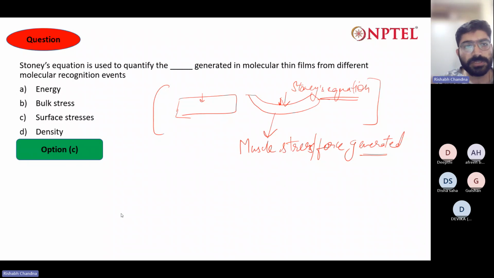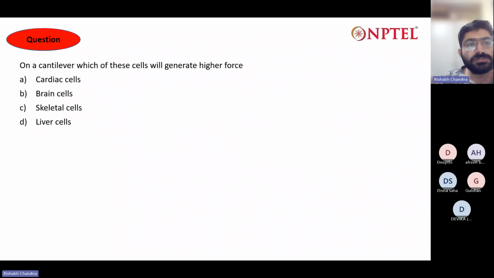So let's move on to the next question. The next question is on a cantilever: which of these cells will generate a higher force? The options are cardiac cells, brain cells, skeletal cells, or liver cells. What can be the answer?